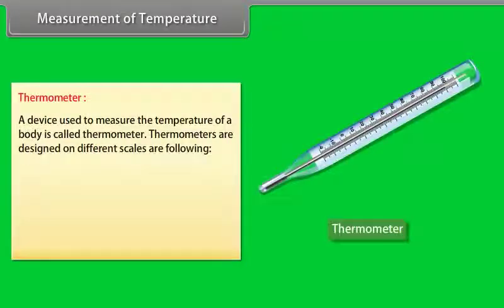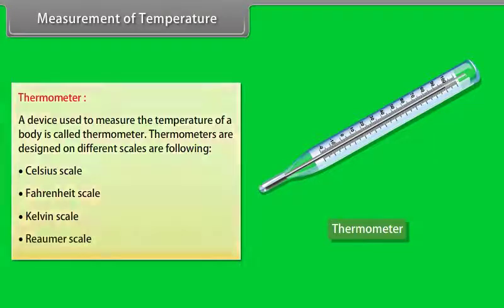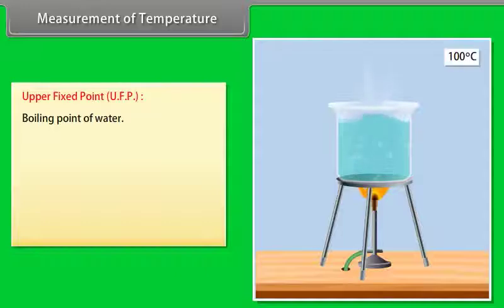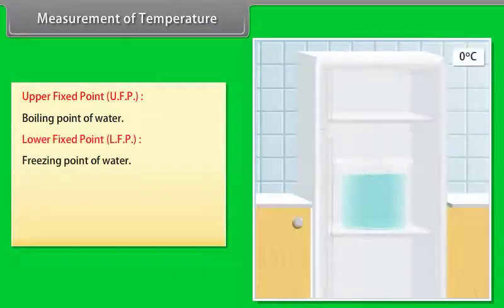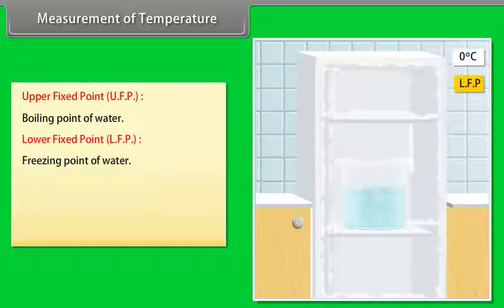Measurement of temperature. A device used to measure the temperature of a body is called a thermometer. Thermometers are designed on different scales, which are the following: Celsius scale, Fahrenheit scale, Kelvin scale, and Reamur scale. Boiling point of water is known as upper fixed point. Freezing point of water is known as lower fixed point.